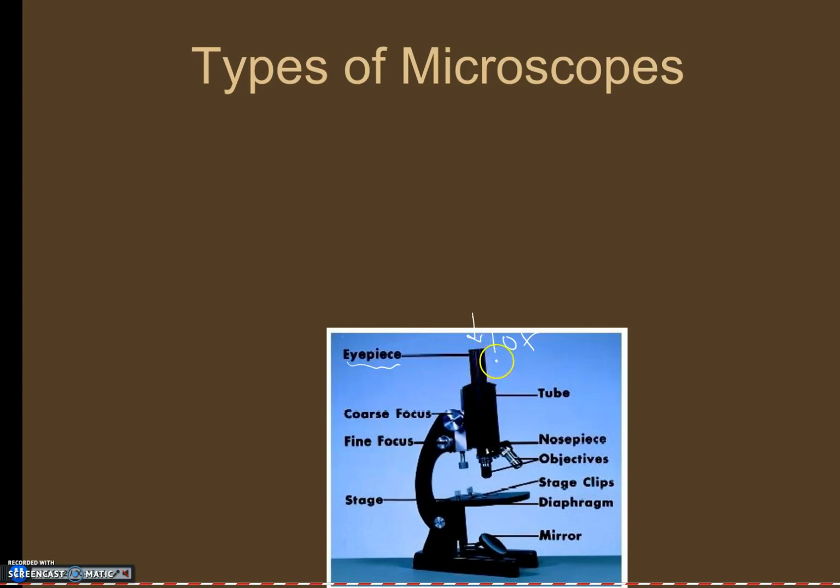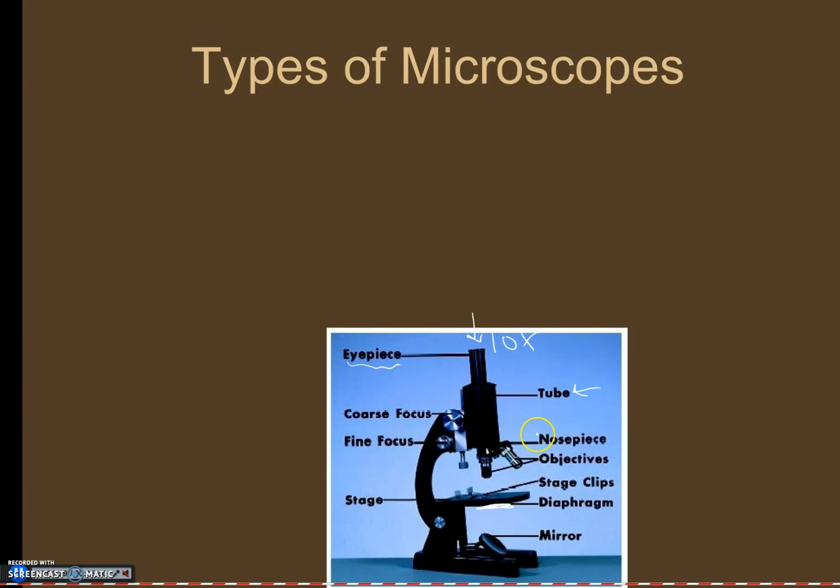Extending down from the eyepiece, you have the tube or the body tube, and that has a series of mirrors in it. And what those mirrors do is reflect the image back and forth from where the image is on the stage up to the eyepiece. So when you're actually looking at the image, it's going to appear upside down and backwards from what it really is.